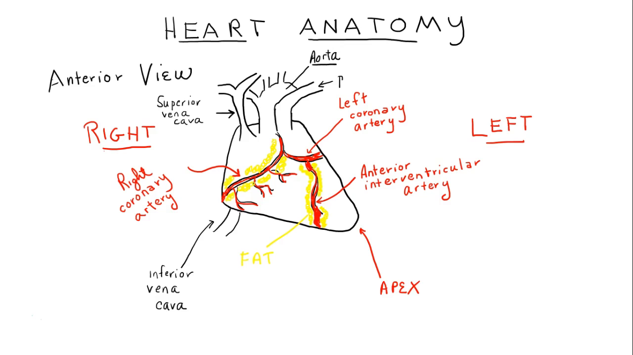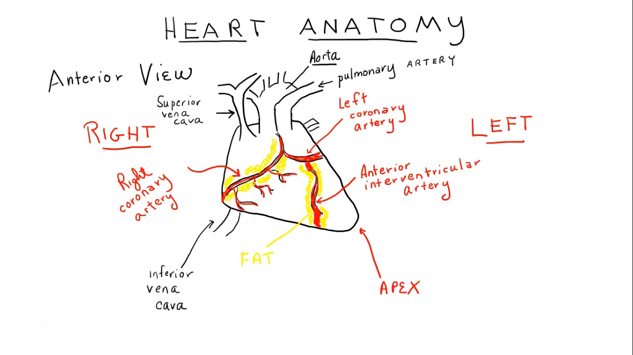Okay, then we have the aorta and the pulmonary artery. Both the aorta and the pulmonary artery are taking blood away from the heart. The aorta is going to take blood from the heart, and by the way, anything that's an artery is taking blood away from the heart. So the aorta is the largest artery in the body, and it's taking blood away from the heart.